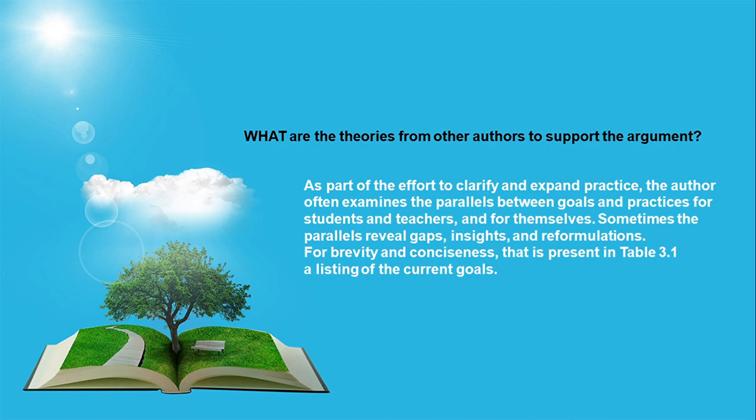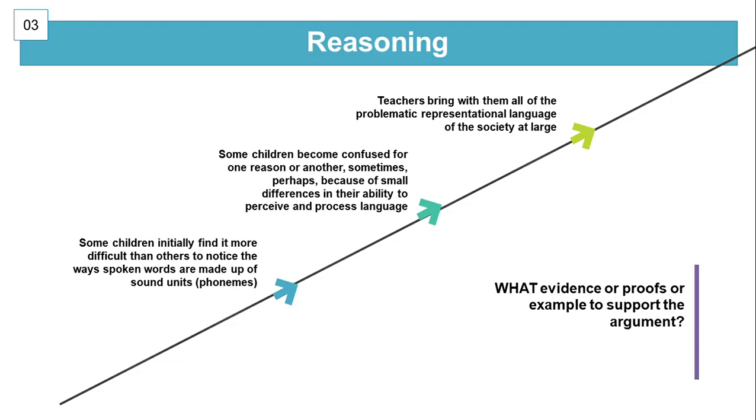And then, as part of the effort to clarify and expand practice, the author often examines the parallel between goals and practice for student and teacher and for themselves. Sometimes the parallel reveals gaps, insight, and reformulation for brevity and conciseness. That is present in Table 2-1, a listing of the current goals. And the table is qualified by the three authors that made this book.